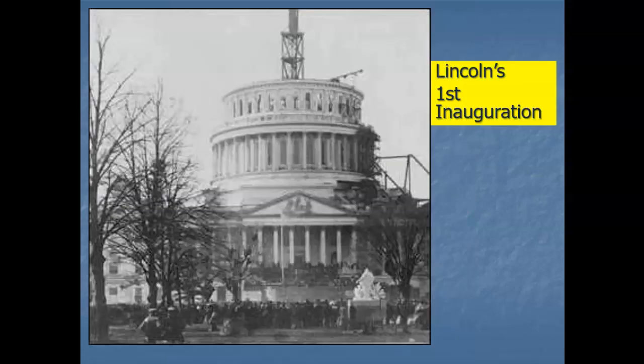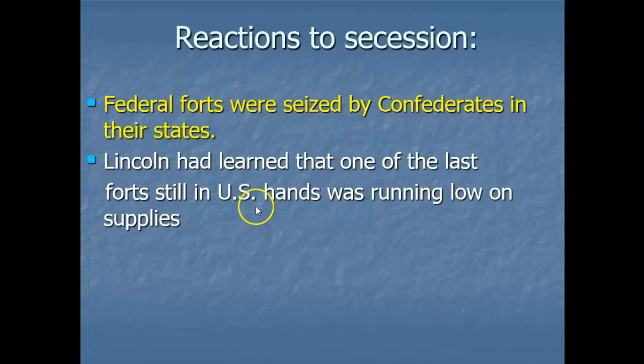Here is the way it would have looked in 1861 at Lincoln's first inauguration. They actually inaugurated on the other side of the Capitol than they do presently, and yes, the Capitol Rotunda was still in the process of being completed. His reaction was that there were federal forts throughout the South that Confederate forces and governments had seized, and his plan and his pledge was to hold on to them.